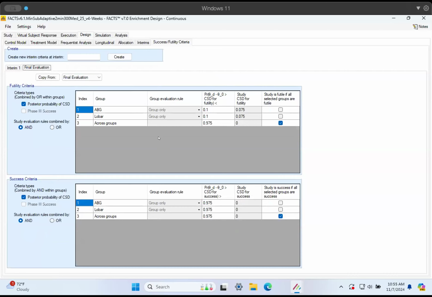At the final evaluation, our primary analysis is based on the across group treatment effect, and we compare that to 0.975. If the posterior probability is less than 0.975, we consider it futile at the primary analysis. If it's greater than 0.975, we consider it successful at the primary analysis. And so that's what's set up in these two here for the final evaluation tab.